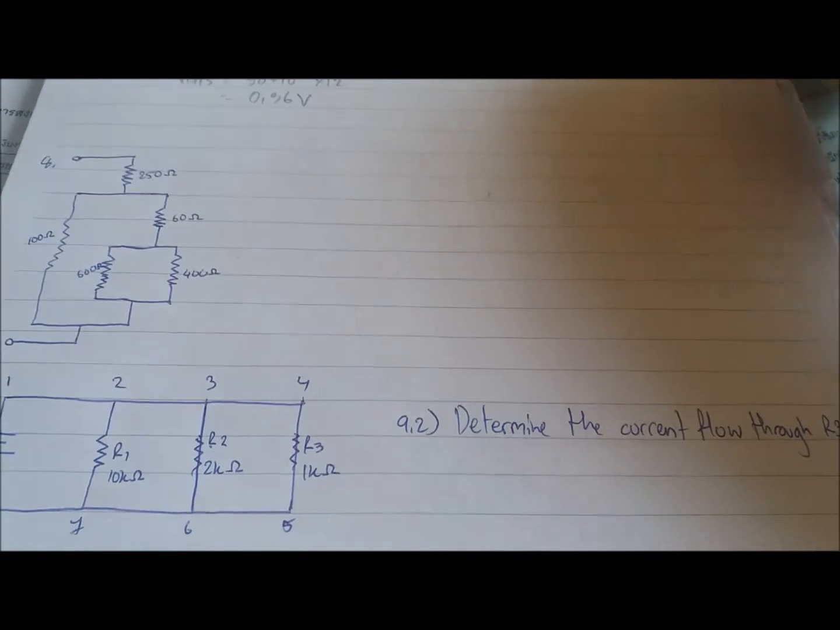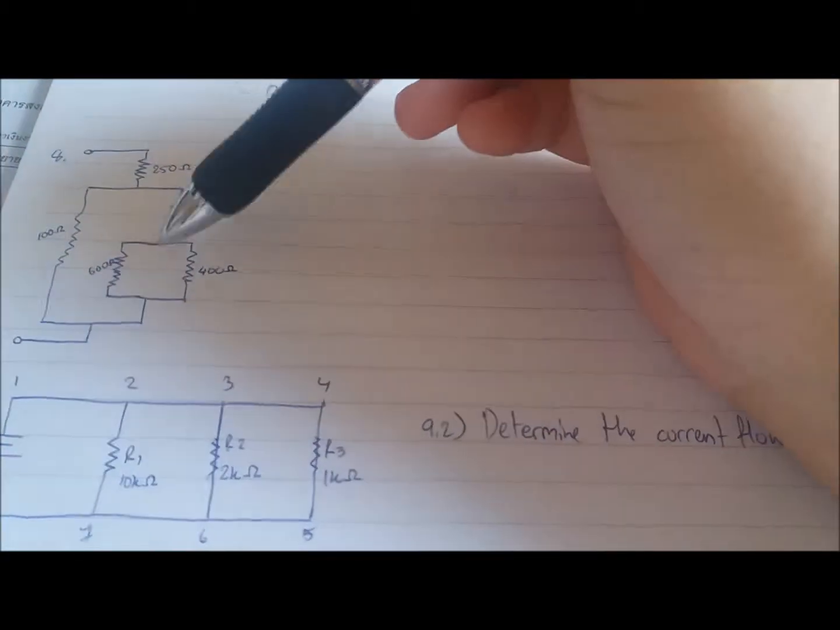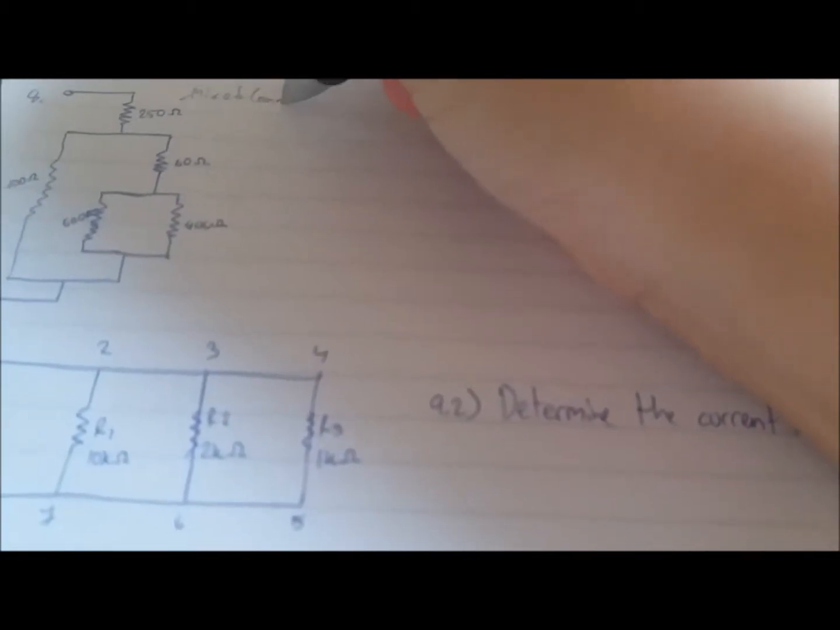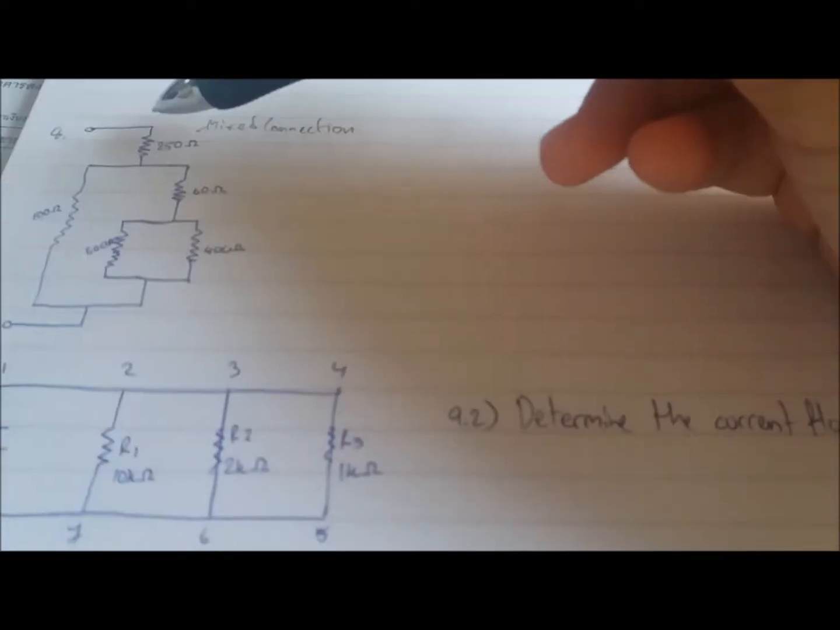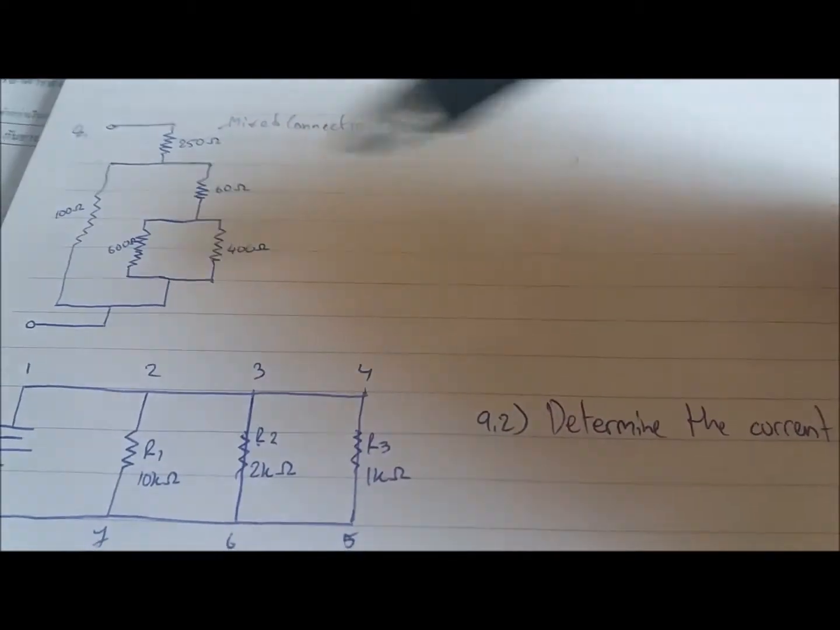For number 8, the question is this. This is called the mixed connection. It's a type of connecting resistors, and for this question, we're going to calculate the total ohms used in this mixed connection. So first, we're going to calculate the first row, which is over here and here.